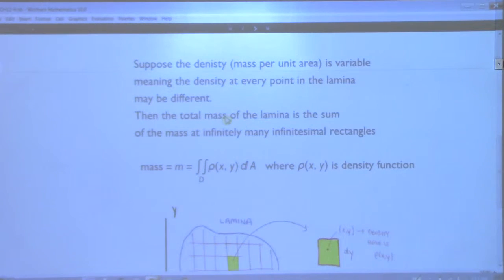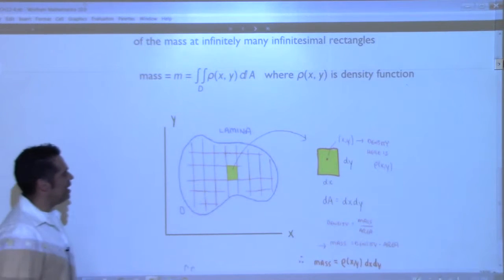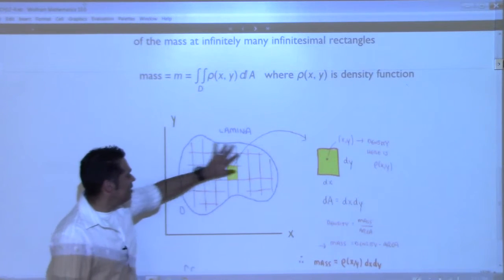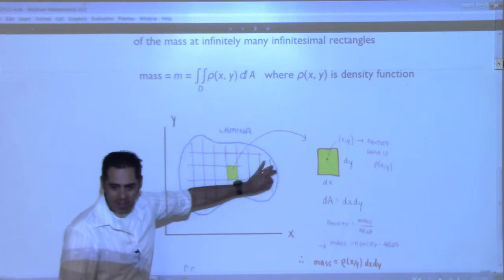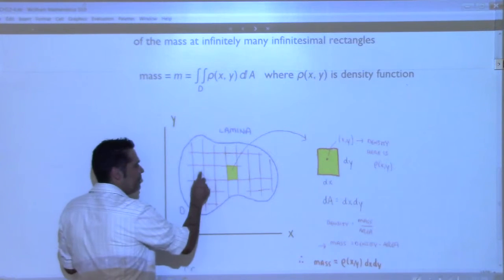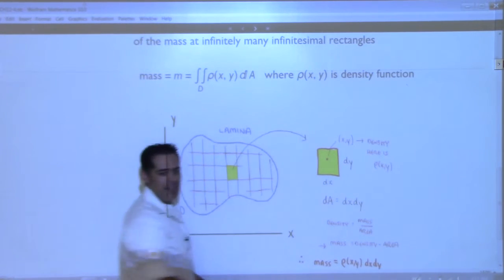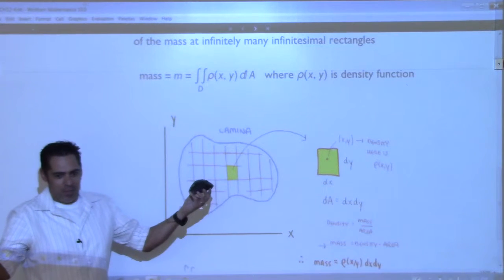So suppose the density, or mass per unit area, is variable, meaning the density at every point in the lamina may be different. Then the total mass of the lamina is the sum of the mass of infinitely many infinitesimal rectangles. We can't talk about the mass of this lamina directly because the density at every point is different. So we cut it into a bunch of infinitesimal rectangles, find the mass of each rectangle, and then add them up.